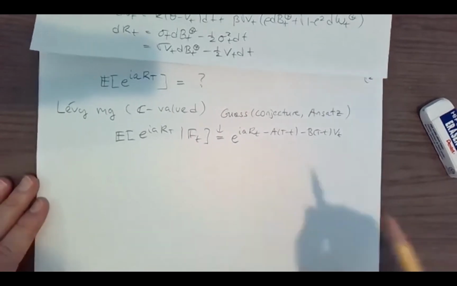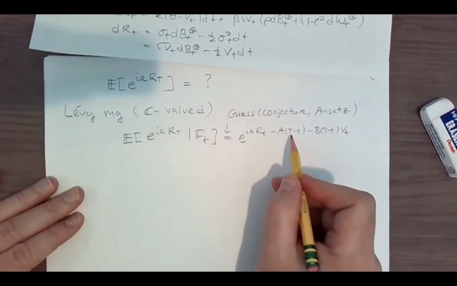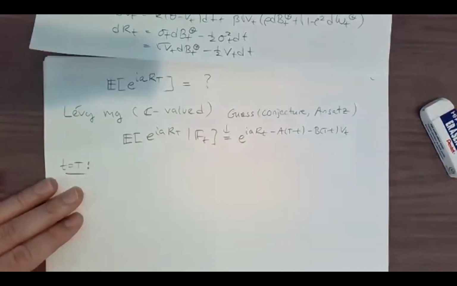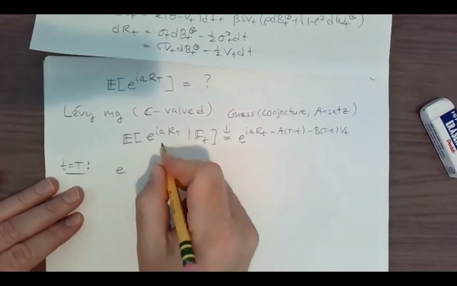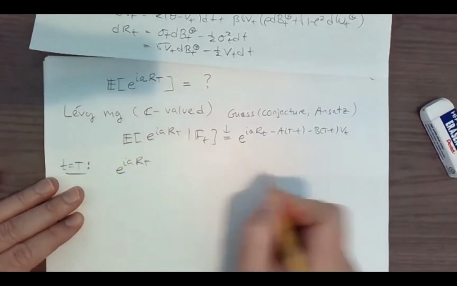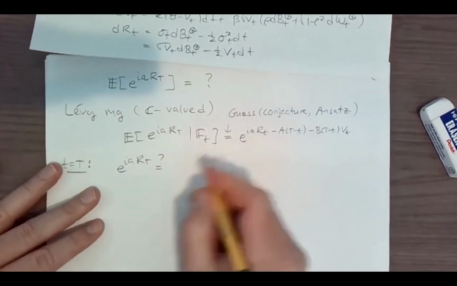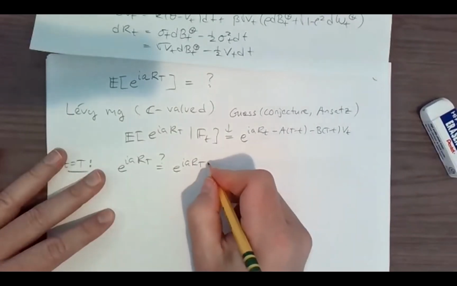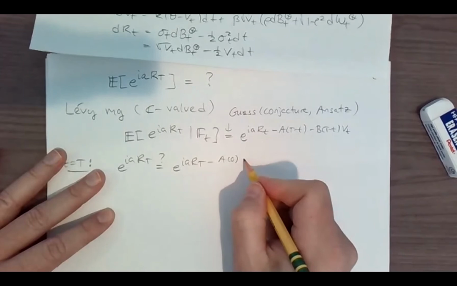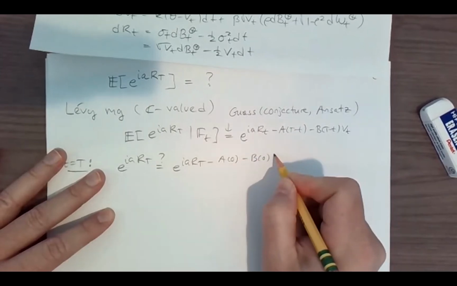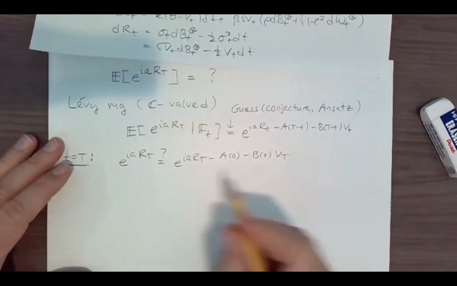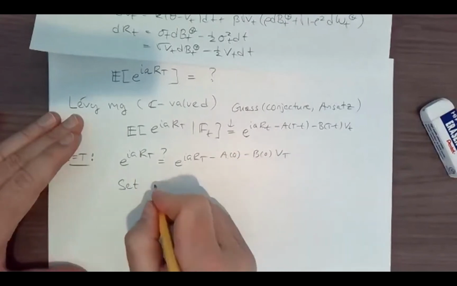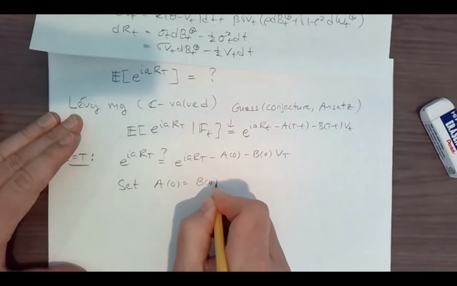So now let's check it. The first order of business is what happens when I put t to be capital T. Well, the left-hand side becomes e to the iA R capital T, and the right-hand side becomes e to the iA R capital T, and then there's a minus A0, and a minus B0 times V capital T. So if I want this to be the same, we're just going to choose these deterministic functions' initial values to be 0.